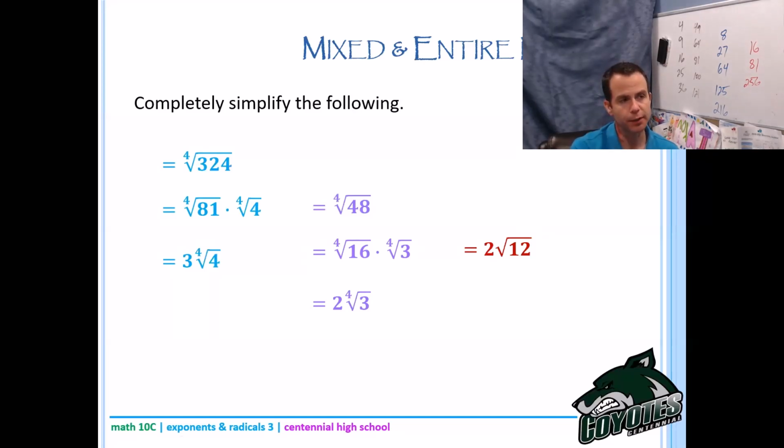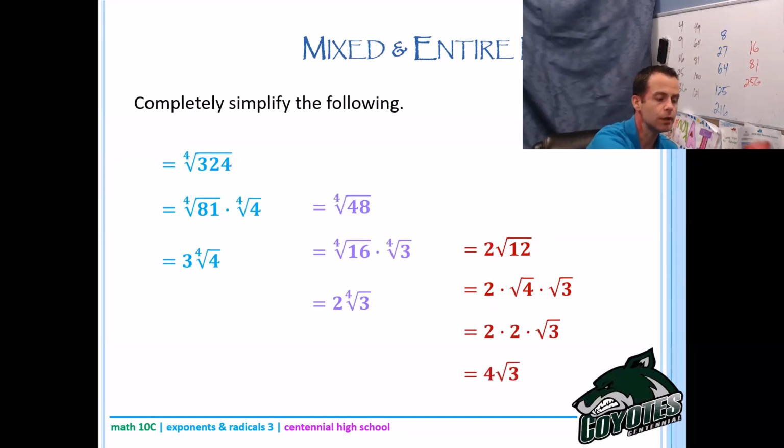I'm focusing on the 12 and I'm saying, is there a perfect square factor? We're back to perfect squares. Is there a perfect square factor of 12 that I can get out of here? And I know it's 4 times 3. So I change this to be 2 times the root of 4 times the root of 3. The root of 4 is 2. And so I end up with 2 times 2 times root 3, which will end up being 4 root 3. Okay? All right, let's try a couple of those then.